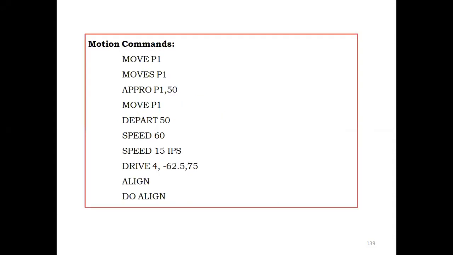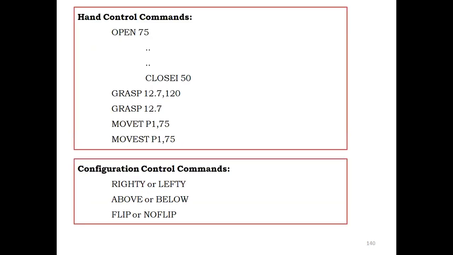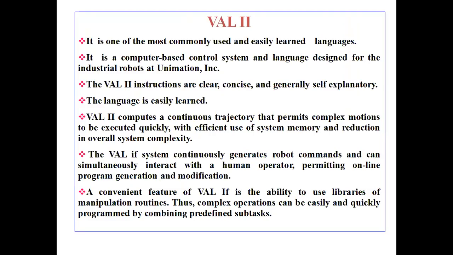So when you're going for motion commands, you have to use move, moves, approach, pass, speed. So we'll have a drive, a line. So these are the things, and we'll have hand control commands. We're using the command open with the close, and we'll have a grasp, and the configuration control commands are also there. Okay. So the next commonly used and directly learned language is VAL2.